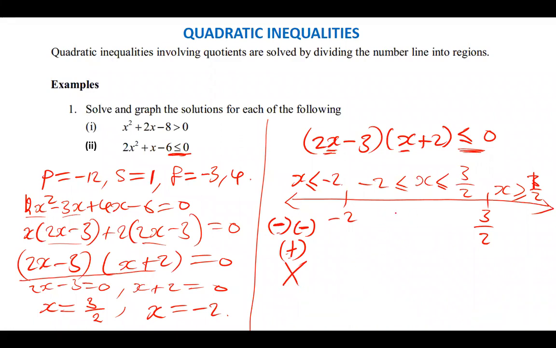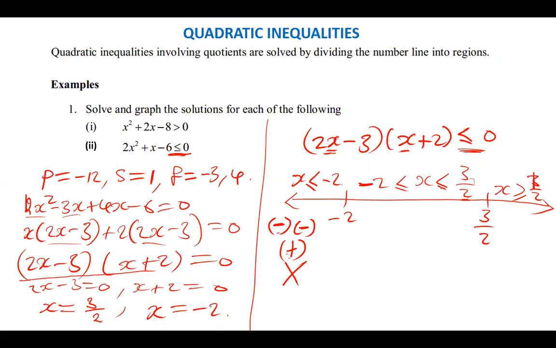So let us go on to the second region. We get any number that is between -2 and 3/2. So we can also get a 0. 0 is between -2 and 3/2. If you want, you can get -1. Yeah, if you want, you can get 1. 1 is also between these two numbers.